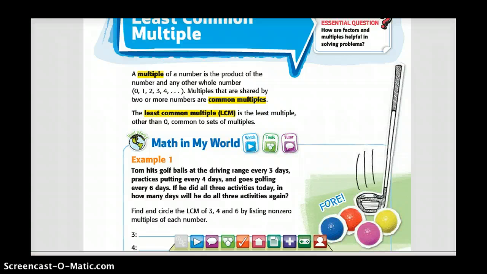Okay, so I'm on page 577 in our books, and it gives really good definitions up here at the top. And remember, a multiple is a product of a number and any whole number. So multiples that are shared between these numbers are common multiples. And so we're looking for the least common multiple in this case, other than 0.